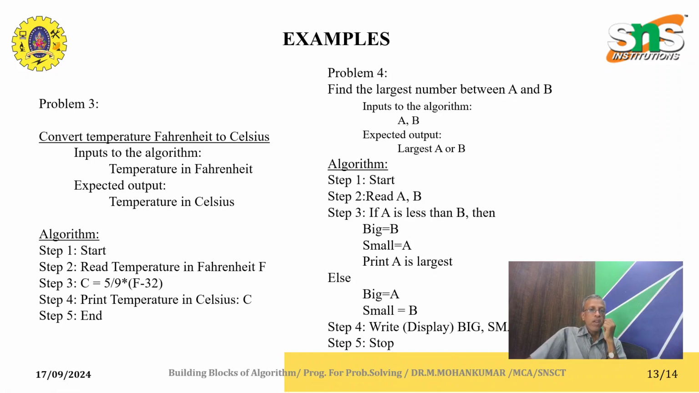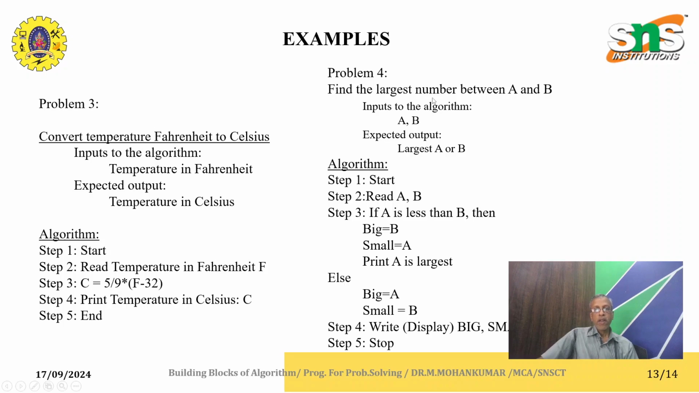Problem 3. Convert temperature from Fahrenheit to Celsius. Input to the algorithm is temperature in Fahrenheit. Expected output is temperature in Celsius. Step 1, we start the program. Read temperature in Fahrenheit F. So we will implement the formula: C equal to 5 divided by 9 star, within brackets, F minus 32. Print temperature in Celsius and end.